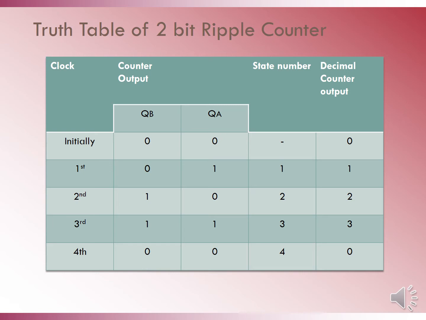So what are the count states achieved by this 2-bit ripple counter? 0, 1, 2, 3, and then back to 0. So with 2 bits we are getting 4 distinct states of the counter.